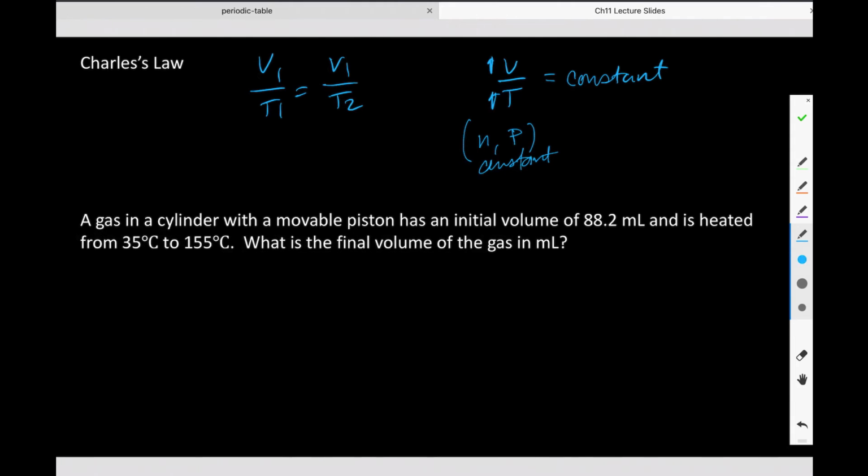So gas in a cylinder with a movable piston has an initial volume of this, right? So here's our V1, and it's heated from 35, so that's our T1, to 155, and that's T2. What is the final volume in milliliters? So this is my V2. Now, what has to happen here?